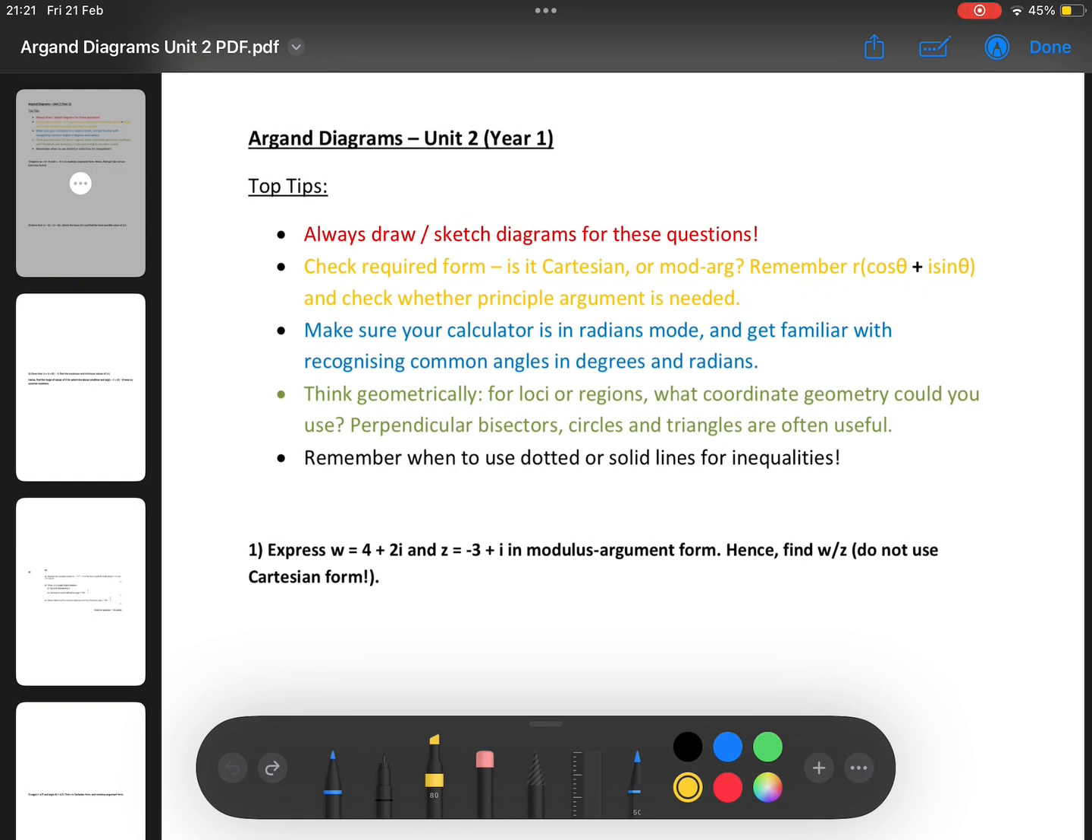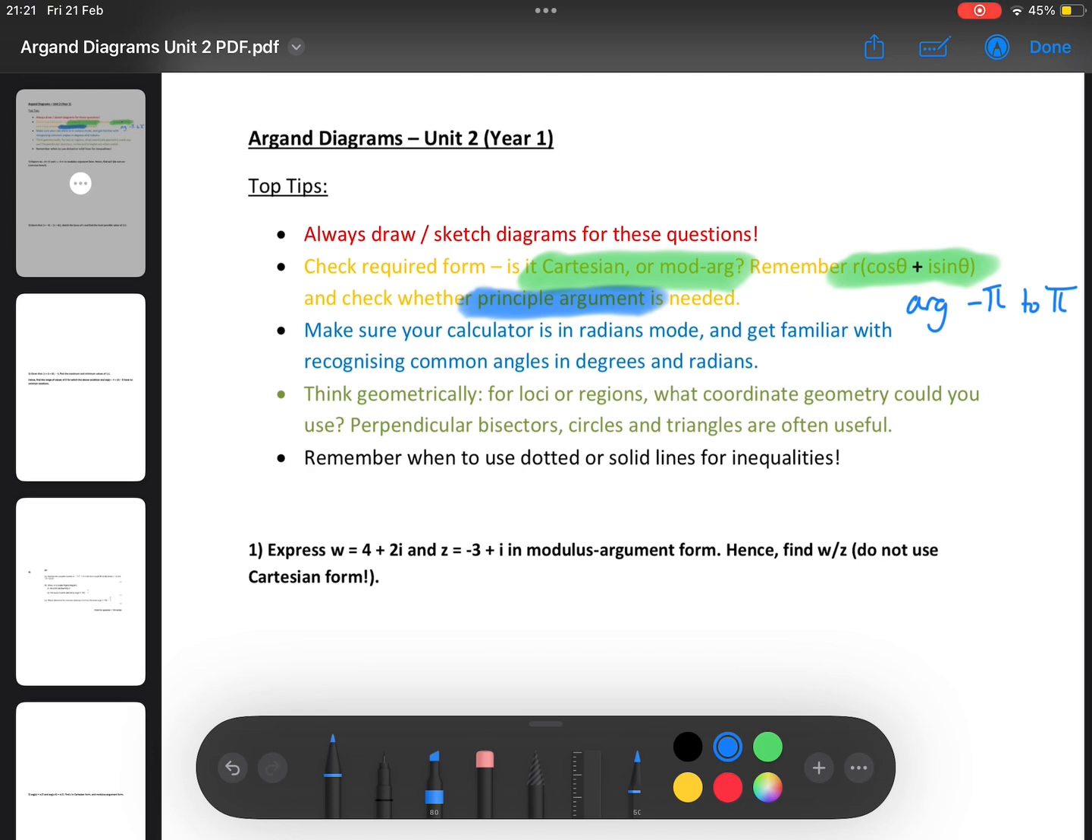Next we have always checking the required form. Is it Cartesian or modulus argument form? And remember that we want our cos theta plus i sine theta. So if you end up with a minus, it's worth changing it to a plus, because having a minus is not strictly modulus argument form. And also check if they need the principal argument, which means that we will have the argument in the range minus pi to pi, as opposed to 0 to 2 pi.